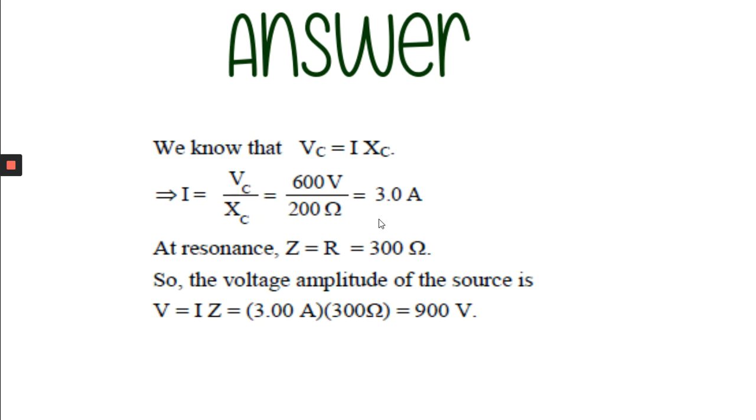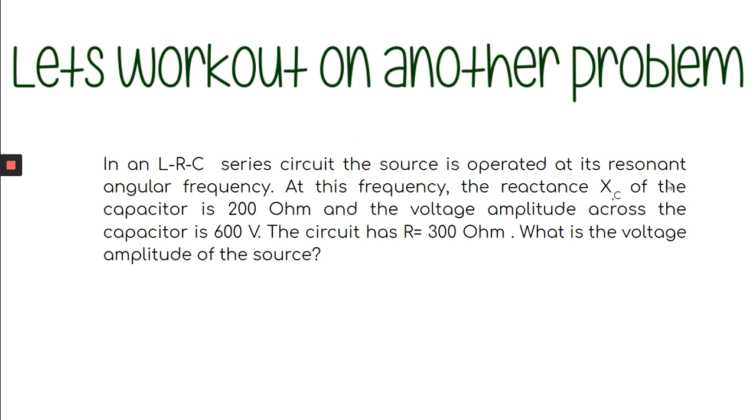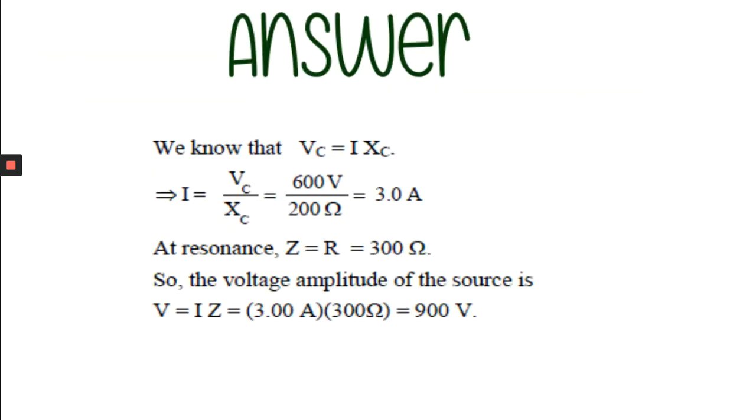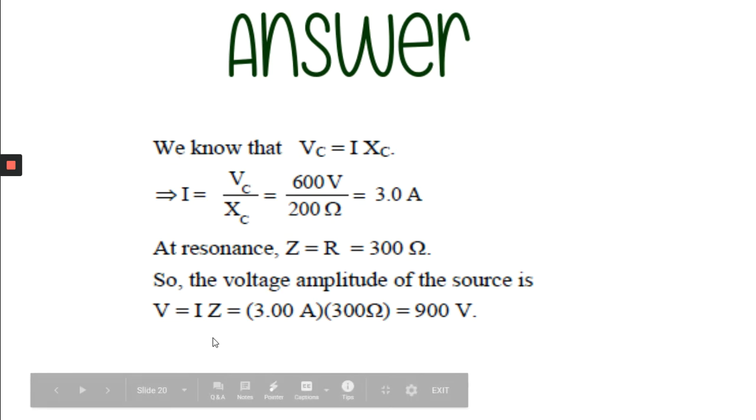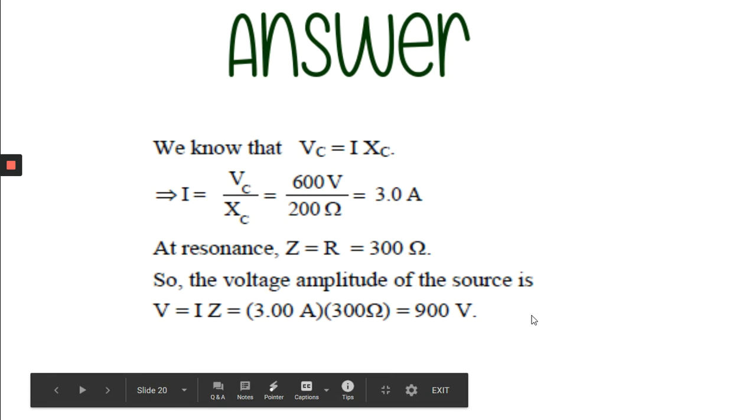But as it is operating at resonance, the resistance is 300 ohm. When the circuit is operating at resonant angular frequency, all of you know that your impedance is equal to resistance. So V equal to I into R, or I into Z. The current is known, so what is V? I into Z, which is equal to 900 volt.